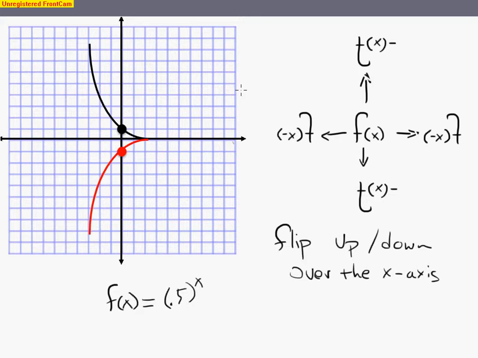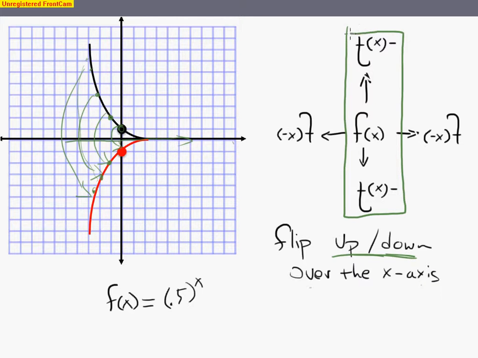Now the reason for this is because my x-axis is right here, and what I'm actually doing is I'm flipping the black line over that x-axis. So every spot over here is just mirrored perfectly over here. As I'm here, I'm just mirrored down in the negatives. So this flipping up and down is over the x-axis, and that is controlled by these translations.